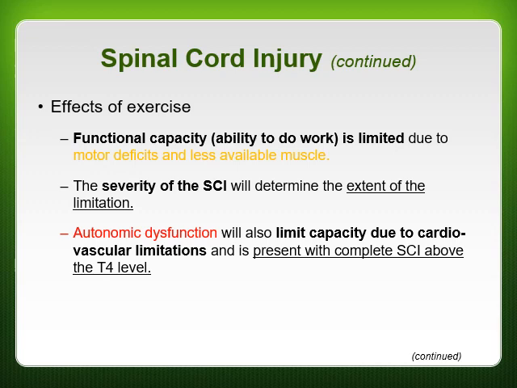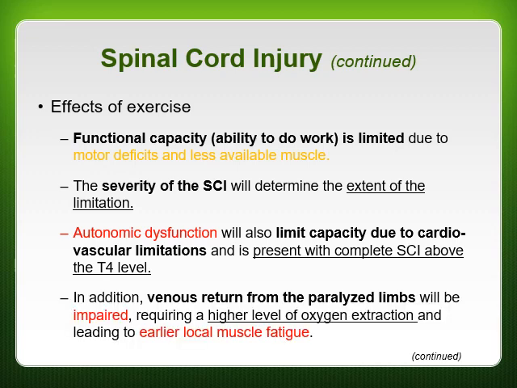They might have some autonomic dysfunction as well due to cardiovascular limitations, and that's if it's above the thoracic 4 level. Also, the venous return from paralyzed limbs can be impaired. That requires a higher level of oxygen extraction and leading to earlier local muscle fatigue. So just even the muscles and trying to get everything back to the heart and pump back away, the muscles might get more fatigued at the site of where the muscle is, just because that return is impacted.